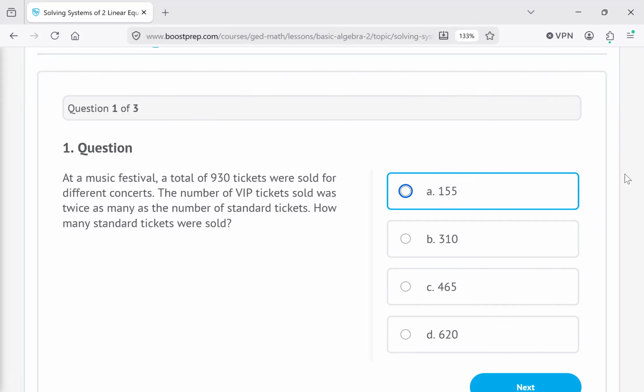Now you can use any letters you like. I'm just going to do x and y for right now, but you could do a, b, c, or x, y, z. And I'm going to use x, and I'm going to say x represents the number of standard tickets.